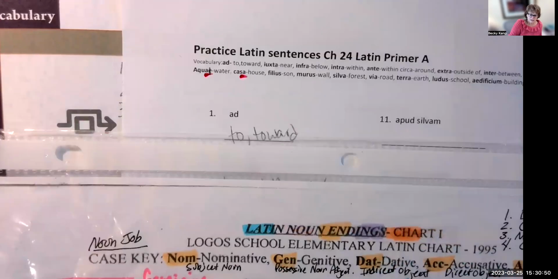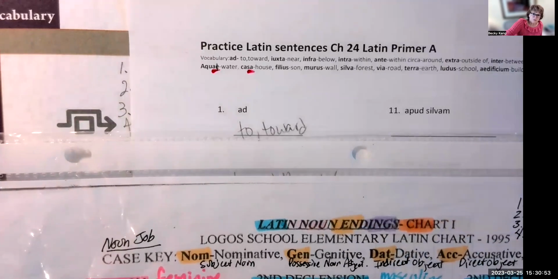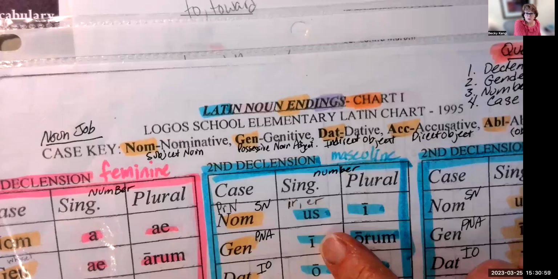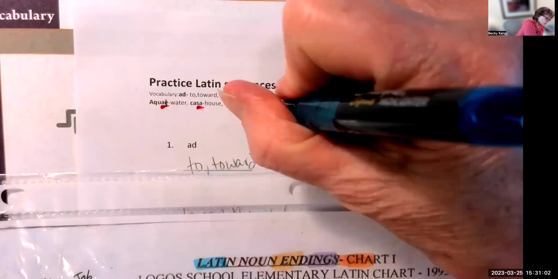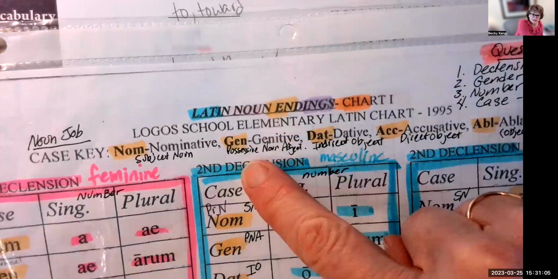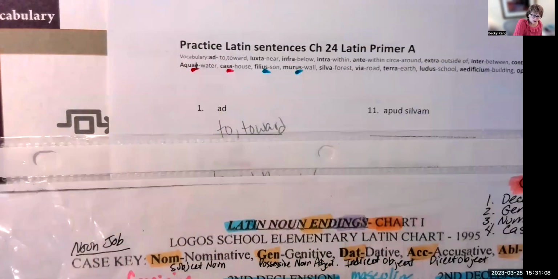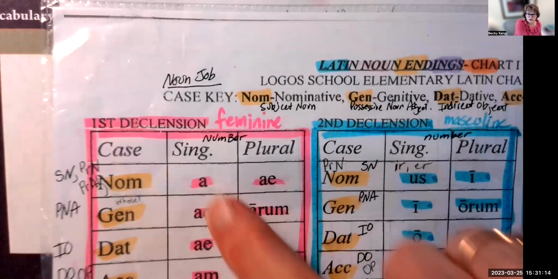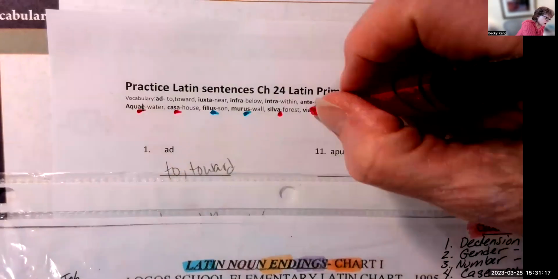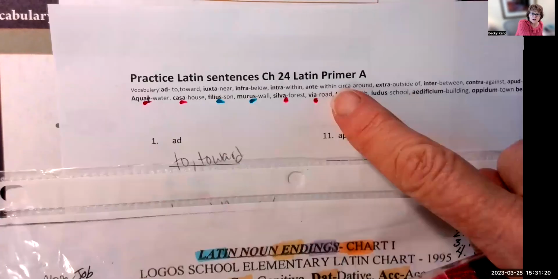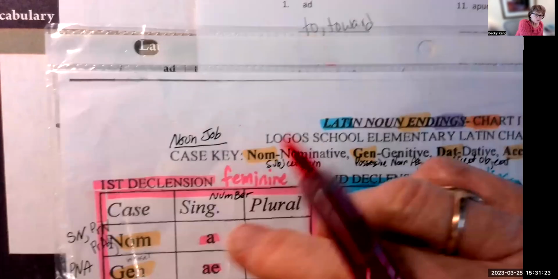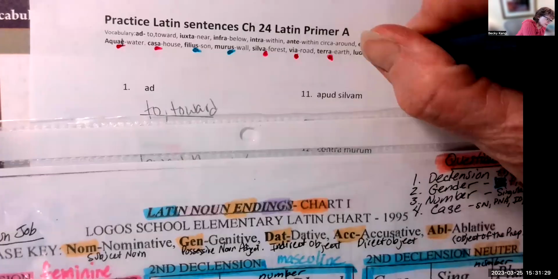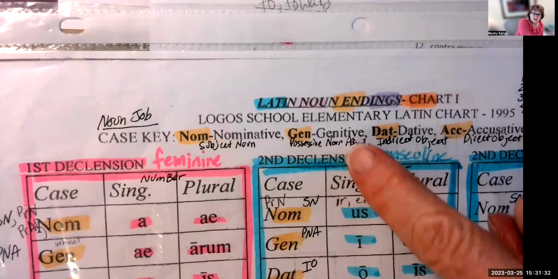Okay? What declension is filius? Well, because it ends in US, E, it's a second. What about murus? Well, because it ends in US and E, it's a second declension. What about silva? Well, because it ends in A and AE, it's a first. What about via? Well, A and AE, it's a first. What about terra? A and AE, it's a first. You see the pattern, guys? You look at the ending. The ending tells you what declension it is. US, E, it's a second.